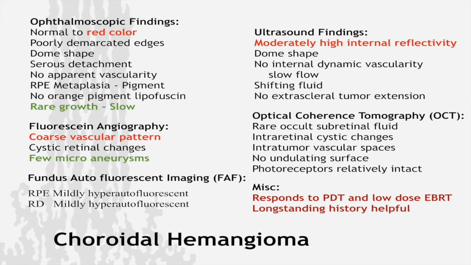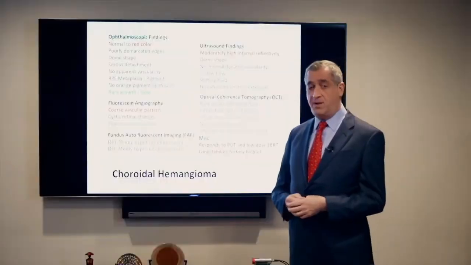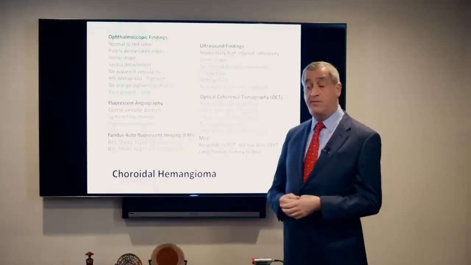Ultrasound findings are also very consistently different. They tend to have very high internal reflectivity, and I'm going to explain why. And OCT in this case can show things like cystic changes and subretinal fluid, but they're interesting findings that you see with choroidal hemangiomas, but not necessarily helpful in differentiating them from other tumors.